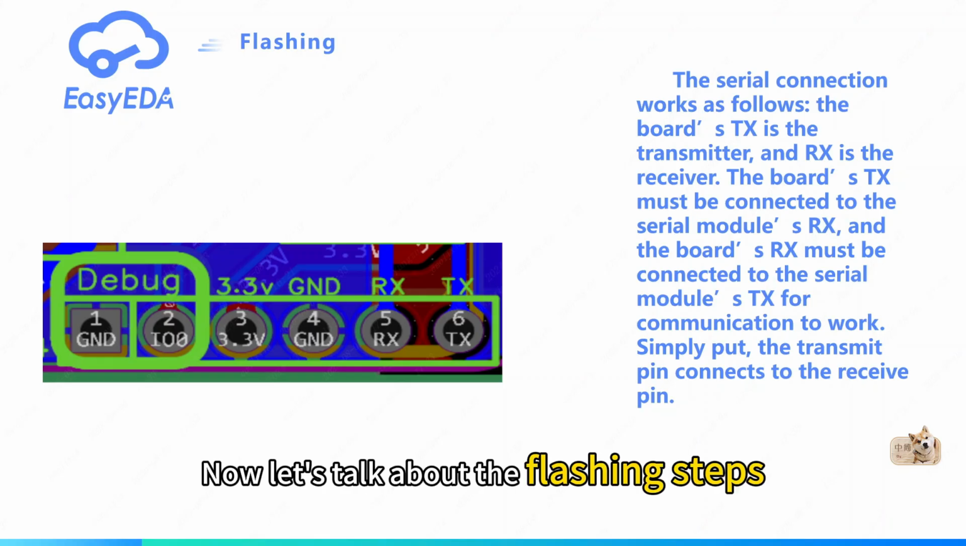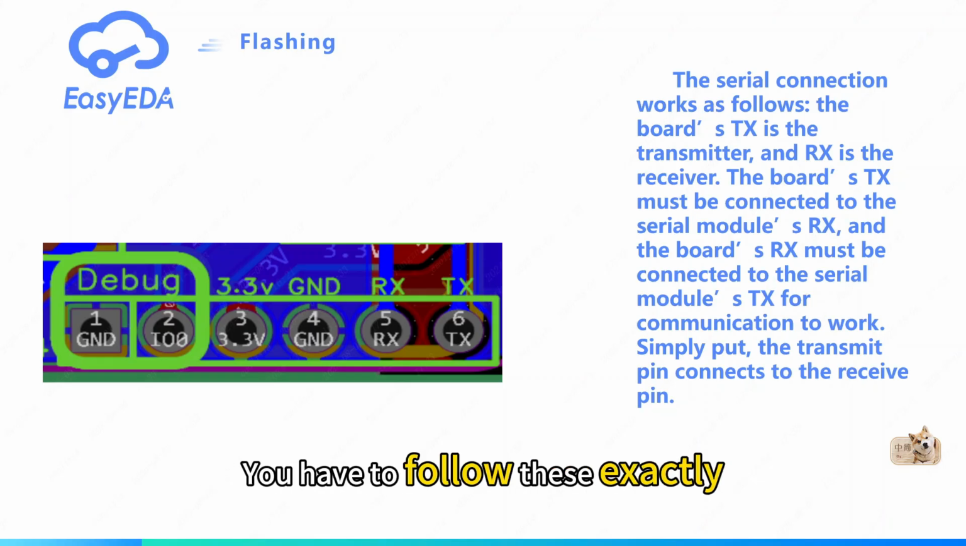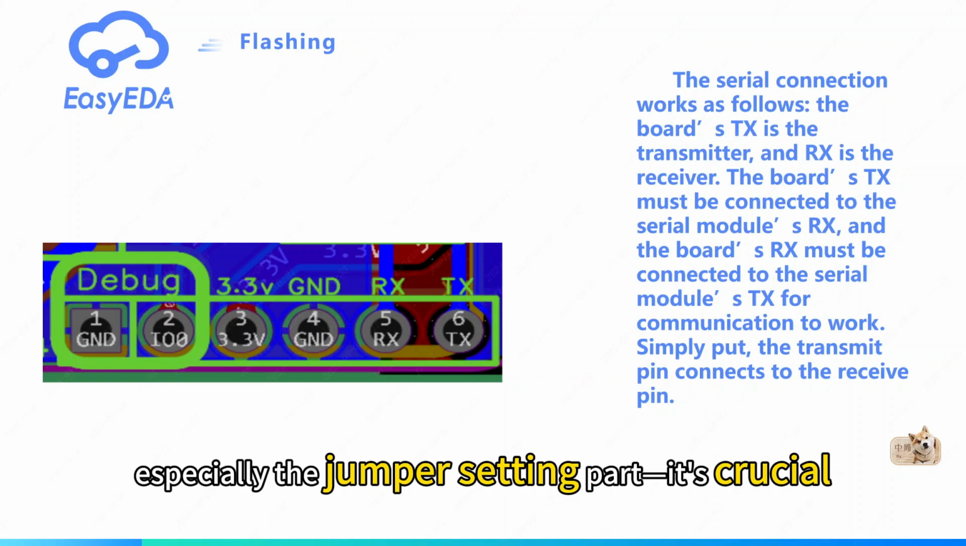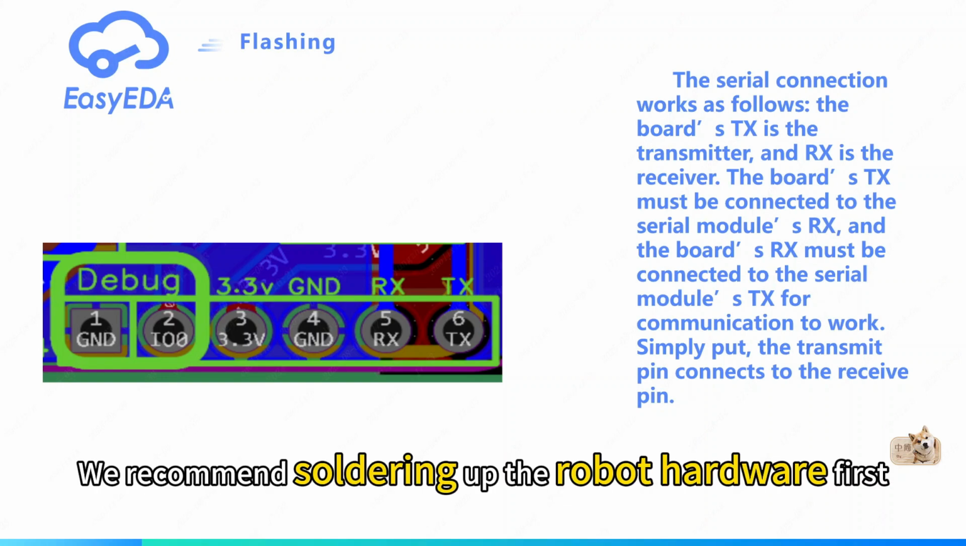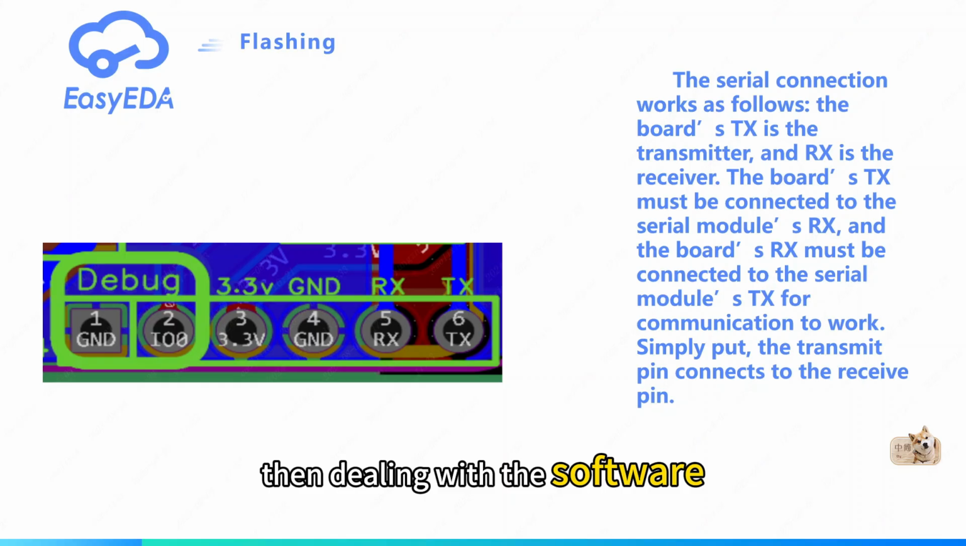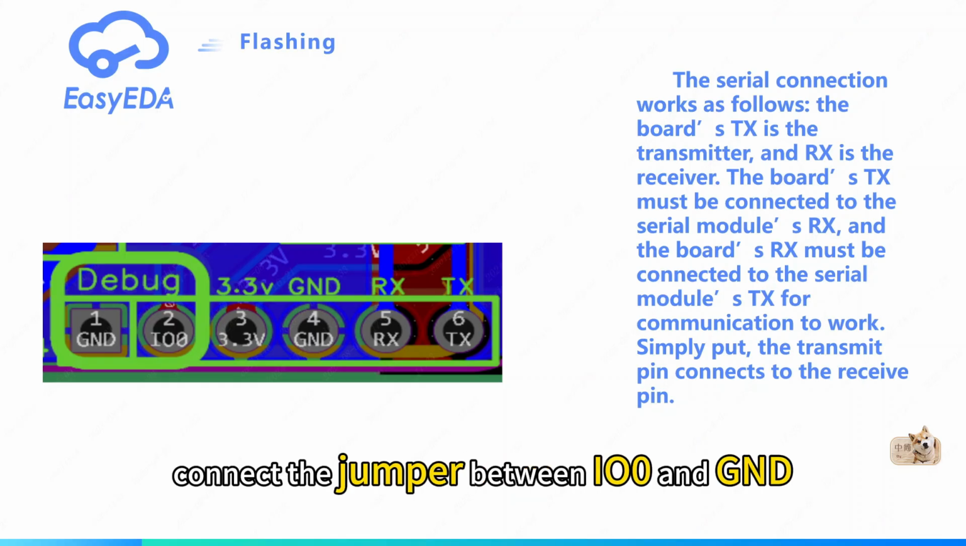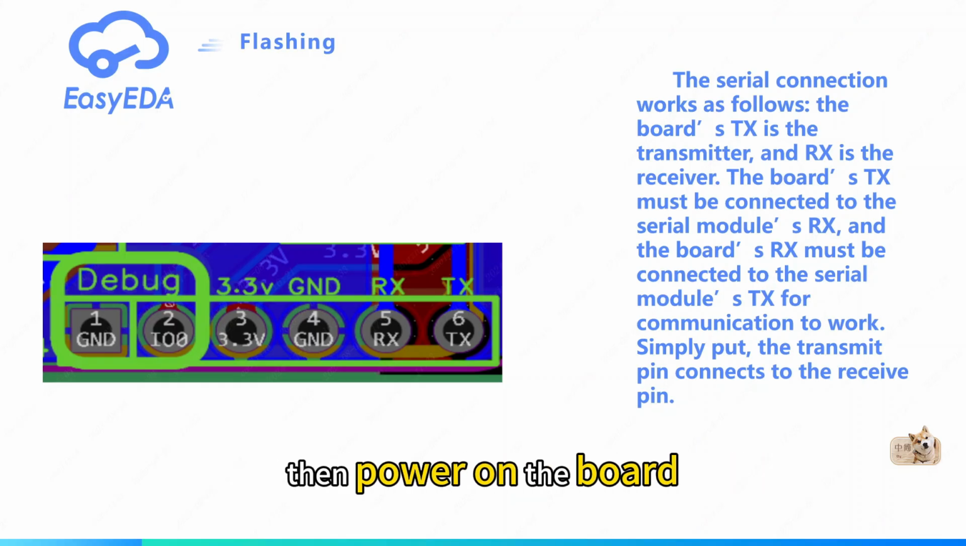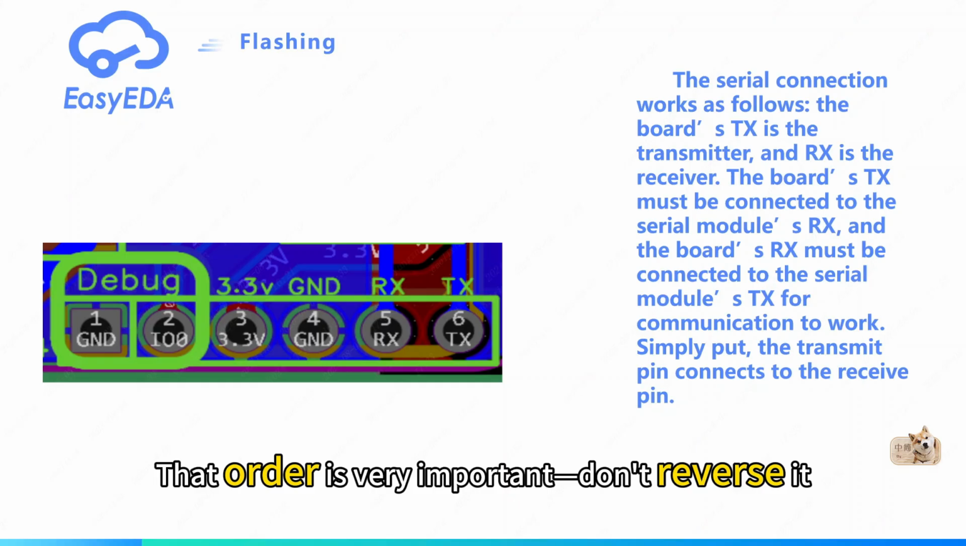Now let's talk about the flashing steps. You have to follow these exactly, especially the jumper setting part, which is crucial. I recommend soldering up the robot hardware first, then dealing with the software. Before flashing, connect the jumper between IO0 and GND, then power on the board. That order is very important, don't reverse it.